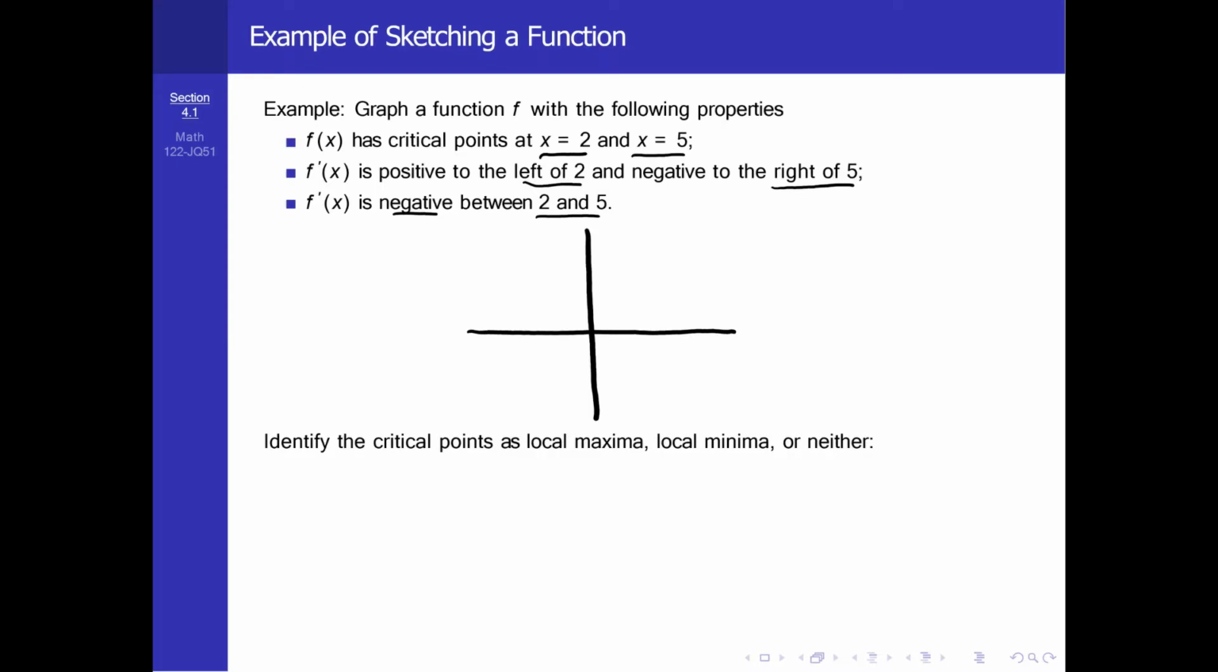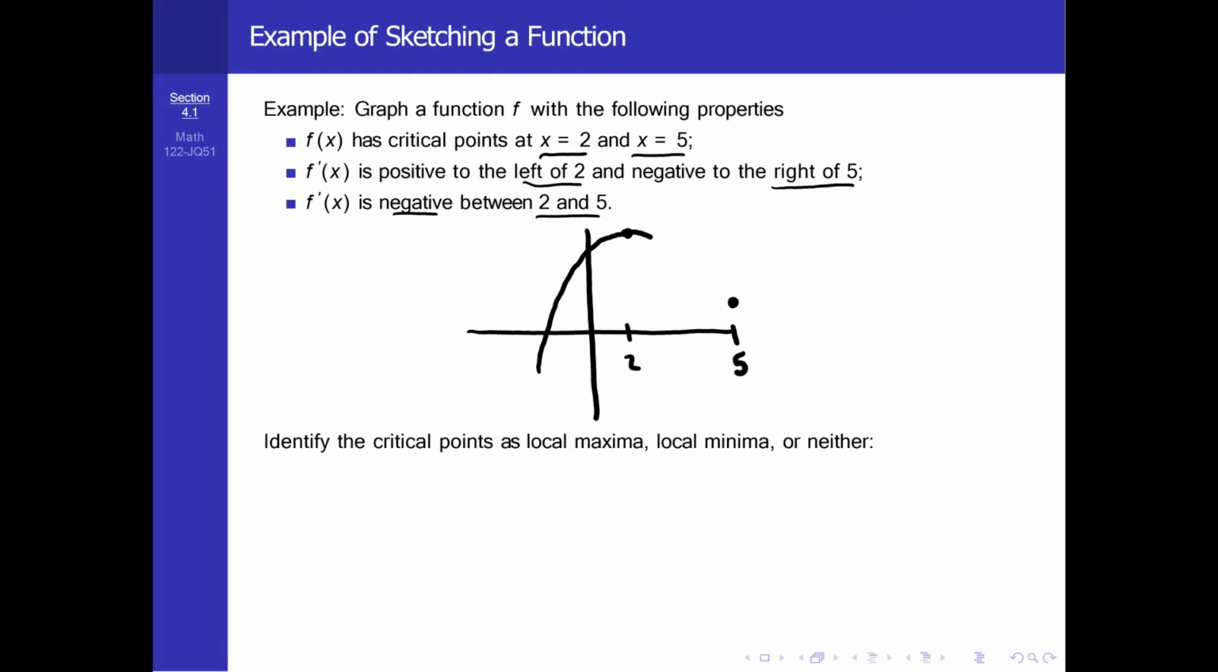So I notice that I have special points at x equals 2 and x equals 5. So I'll kind of label them on the graph here. And f prime of x has to be positive to the left of 2 and negative to the right of 5. f prime of x is negative between 2 and 5. So my function has to be decreasing between 2 and 5. So I'm going to put 2 up there, and I'm going to put the point for x equals 5 down here. Okay, and f prime of x is positive to the left of 2. So I'm going to draw my function kind of like this. And I know the derivative has to be 0 at 2, so it's going to flatten out.